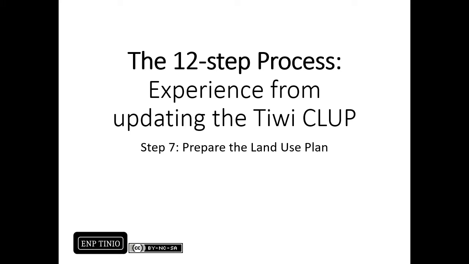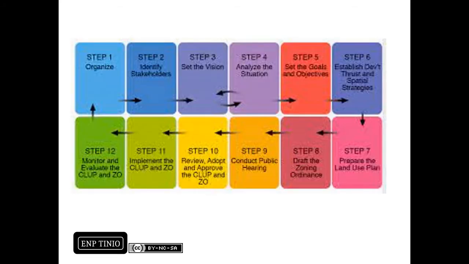Step 7 of the 12-step process of the Comprehensive Land Use Plan is preparing the land use plan itself. In this step, all of the preparatory activities from step 1 to step 6 are encapsulated into a map that shows the proposed allocation of land supply that matches the land demand.